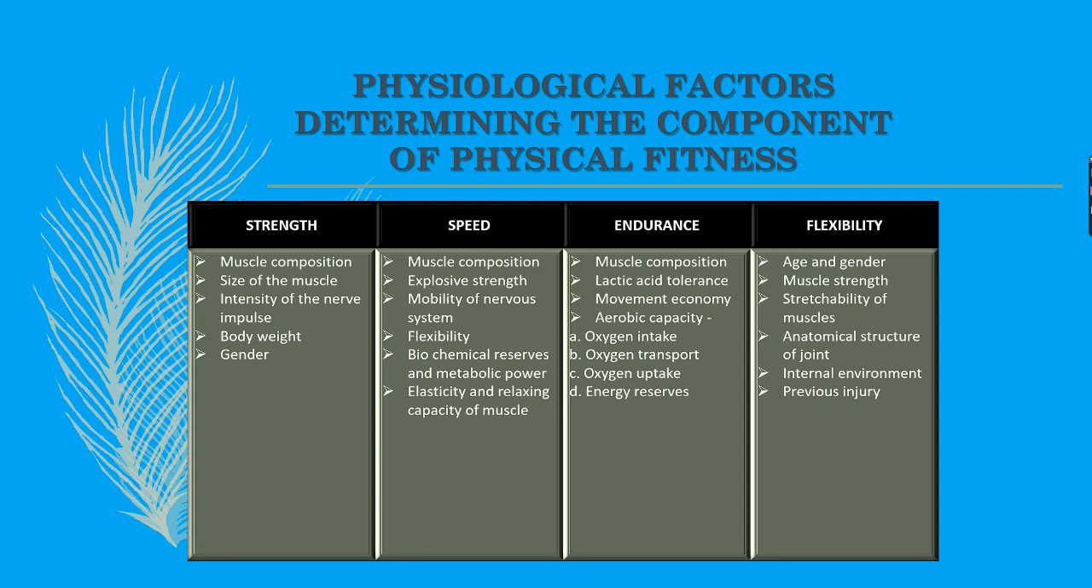Muscle composition: size of the muscle, intensity of the nerve impulse, body weight, gender. Explosive strength, mobility of nervous system, flexibility, biochemical reserves and metabolic power, elasticity and relaxing capacity of muscle. Lactic acid tolerance, movement economy, aerobic capacity, oxygen intake, oxygen transport, oxygen uptake, energy reserves. Age and gender. Muscle strength, stretchability of muscles, anatomical structure of joint, internal environment, previous injury.